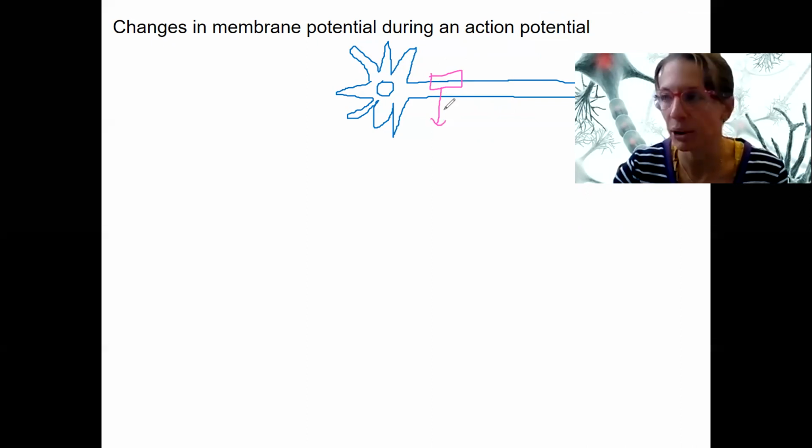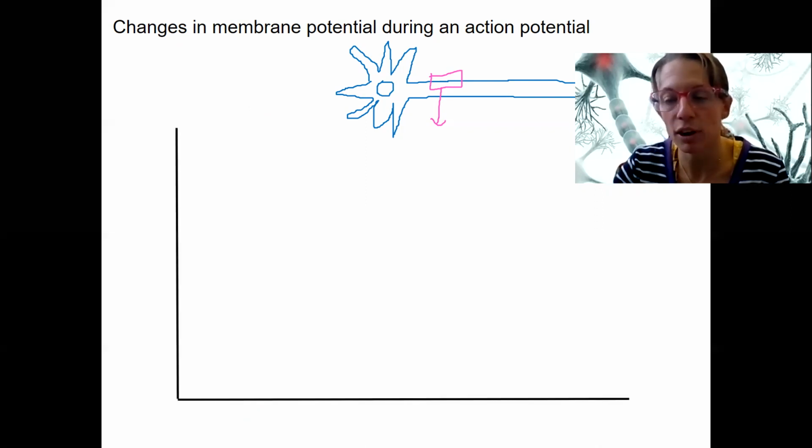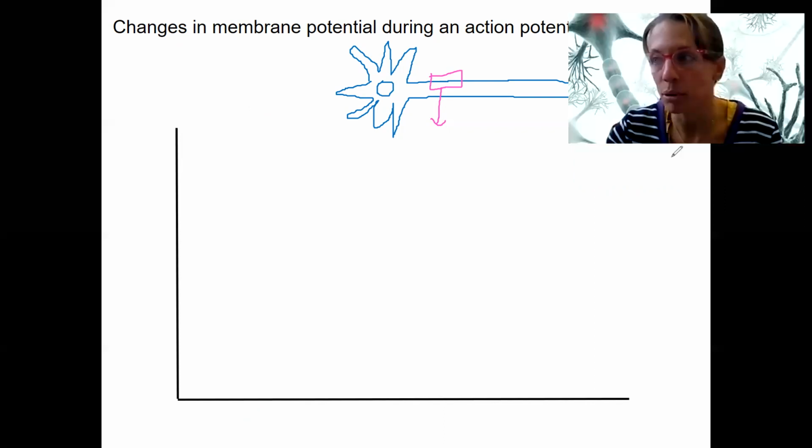Let's get rid of that for now. Okay, so I'm going to draw a graph for you. You can draw it along with me. First, we need some axes for a graph. You should be able to guess what these axes might be, how we would label these. Right, we're going to have time here on the x-axis. So again, this is not distance along the axon. This is just looking at over time at one point.